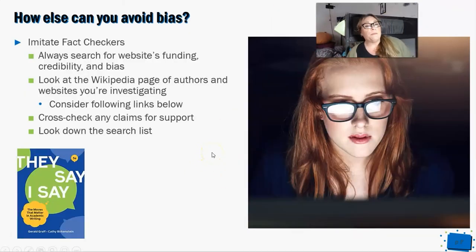How else can you avoid bias? Pretend to be a fact checker. When I was in college, I was a fact checker for a magazine called OC Weekly, which was LA Weekly's sister paper. And this took a lot of work. It was amazing the things you had to fact check.